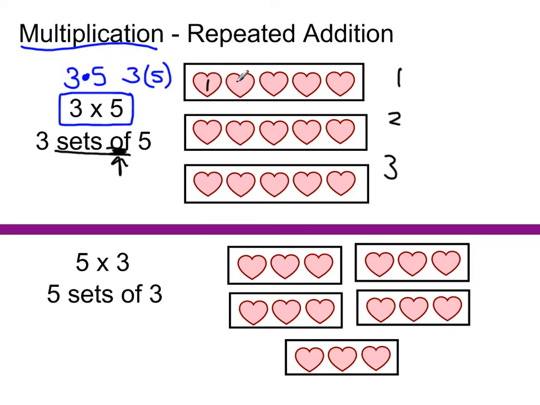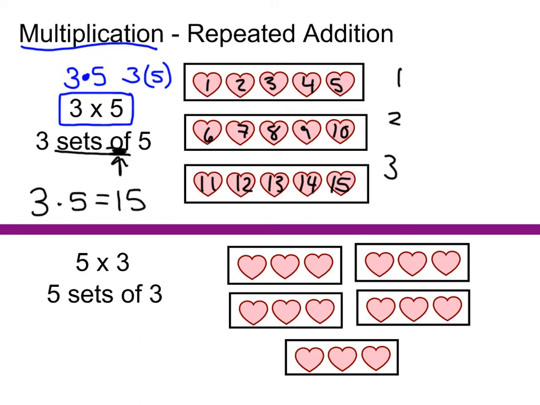So I got 1, 2, 3, 4, 5, gasp, right? 6, 7, 8, 9, 10, 11, 12, 13, 14, and last but not least, 15. So that means to us 3 times 5 is 15.